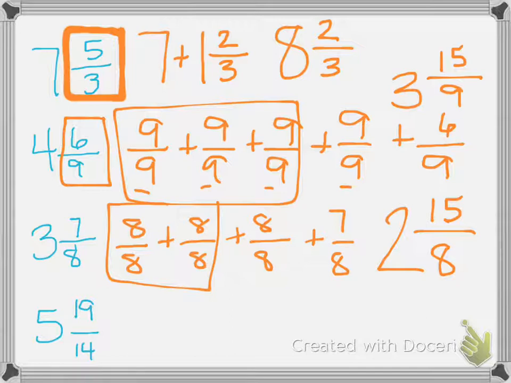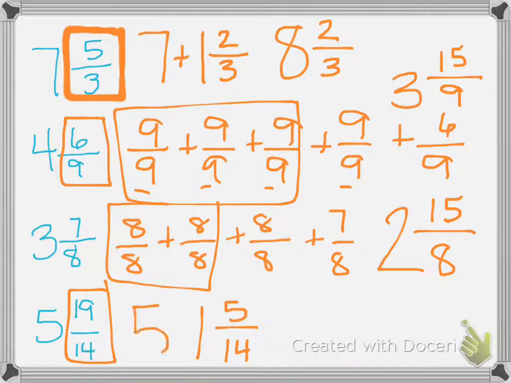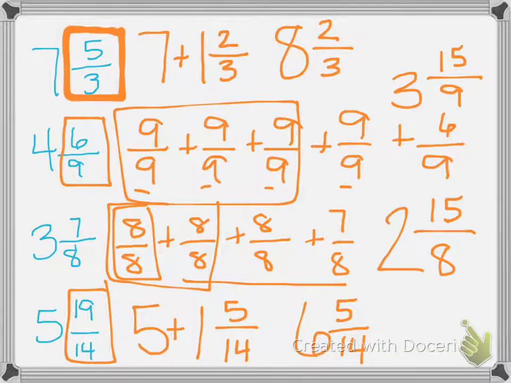For D, I have 5 and 19/14. Since I look at 19/14, I know 14 can go into 19 one time with 5 left over. My denominator stays the same, and I already had 5 wholes, so now I have 6 wholes and 5/14. There are different answers for these ones. If you wanted to, again, just keep 1 whole here and add all 3 of these together, or vice versa for any of them, that would be fine.